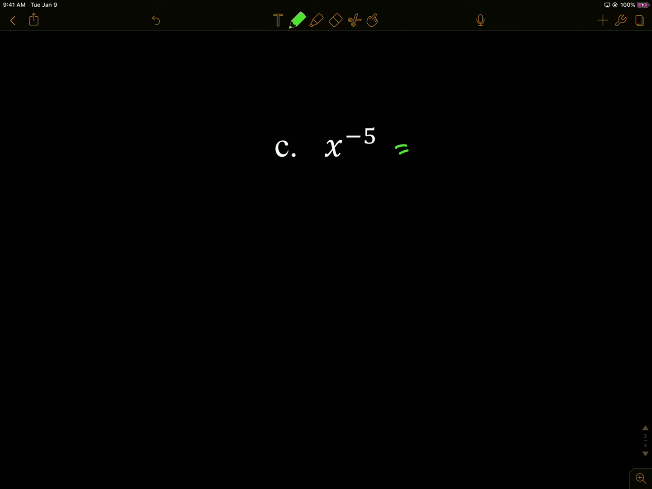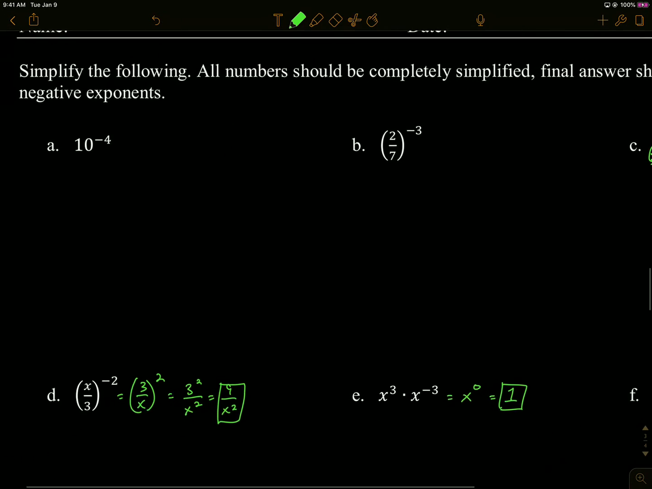x to the negative 5th. So if I have a negative exponent, I move the base to the bottom if it's on top. When they don't show you a fraction, you think of it as being the top of a fraction, where 1 is in the denominator. So I move the x to the bottom, and I can make the exponent positive. So now it's 1 over x to the 5th.